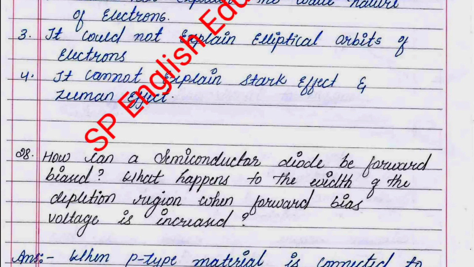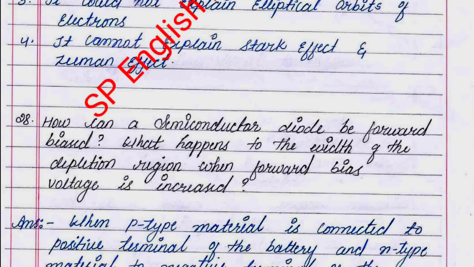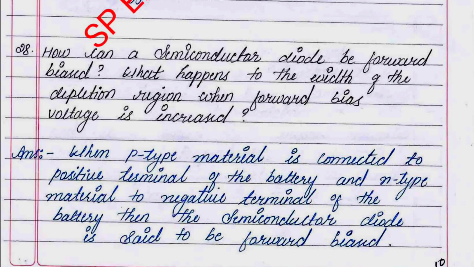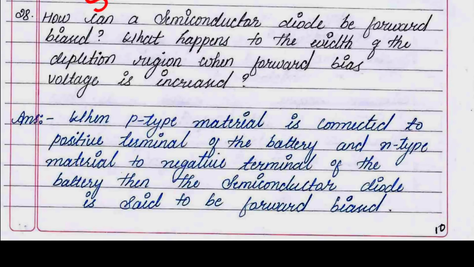28. How can a semiconductor diode be forward biased? What happens to the width of the depletion region when the forward bias voltage is increased? And the answer is below.